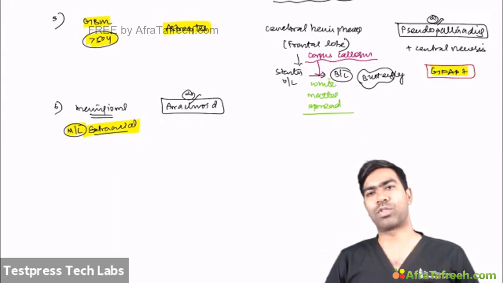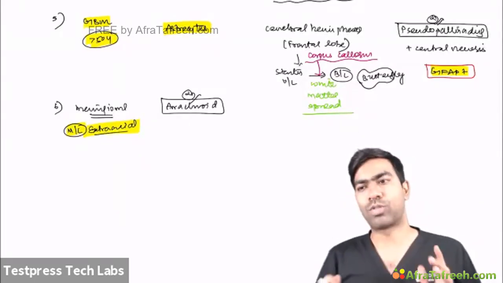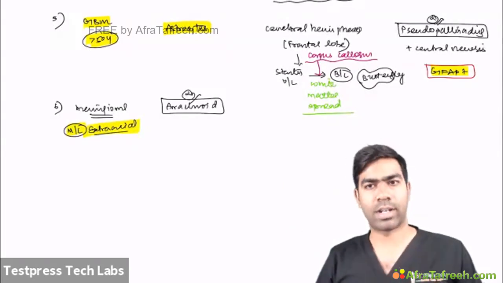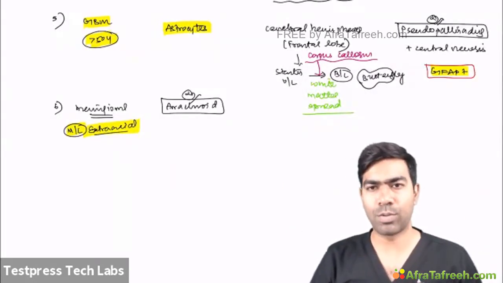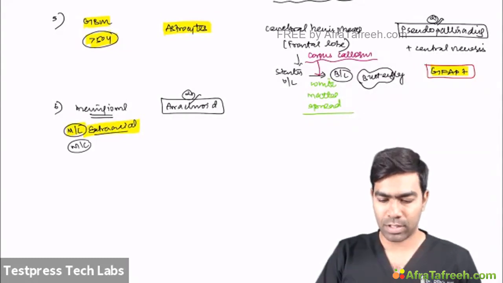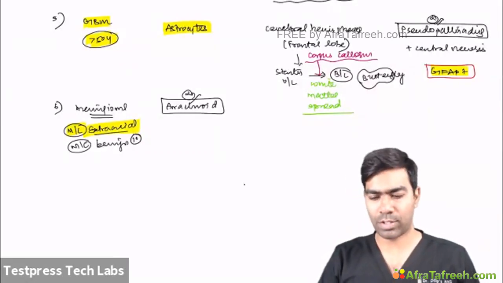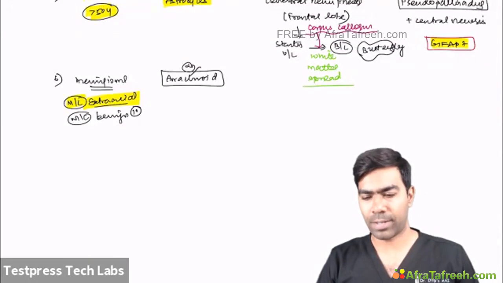But if I ask you the most common extraaxial tumor in children, the answer will be craniopharyngioma. Most common supratentorial tumor in children, craniopharyngioma. Most common extraaxial tumor in children, craniopharyngioma. Most common extraaxial tumor in adults, meningioma. Most common benign primary tumor in adults, again meningioma, no doubt about that. It originates from the arachnoid layer.